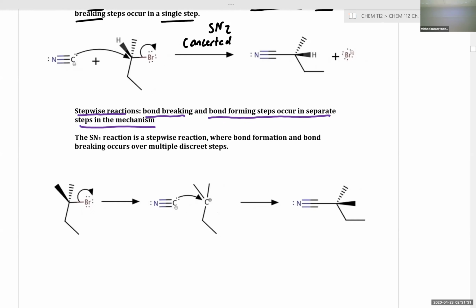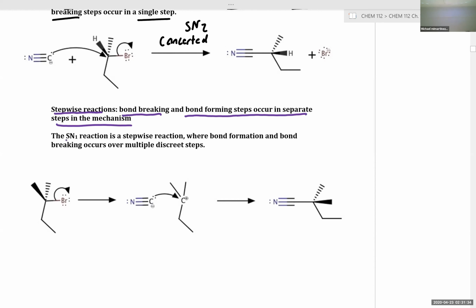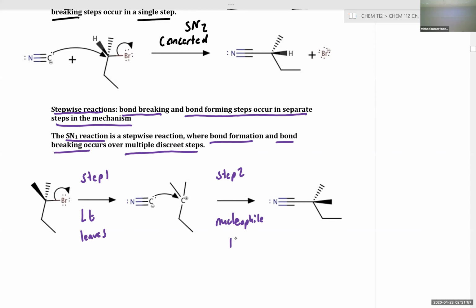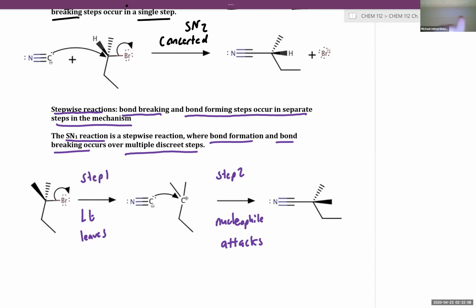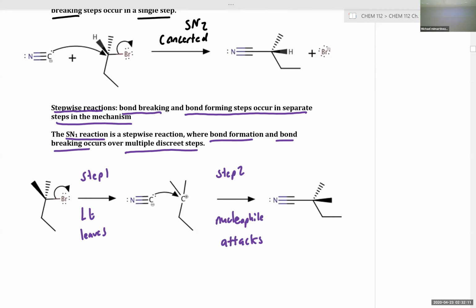An example of a stepwise reaction would be the SN1 reaction, where the bond formation and bond breaking occurs over multiple discrete steps. So we have a step 1 where the leaving group leaves, and then a step 2 where your nucleophile attacks. So just pay special attention to whether a reaction is indicated as concerted or stepwise. Just be wary, those terms have special weight with regard to the mechanism.